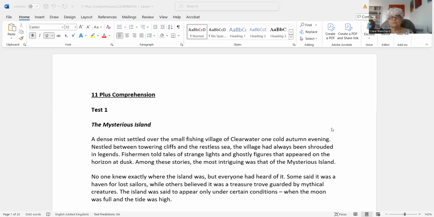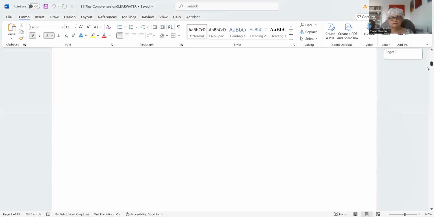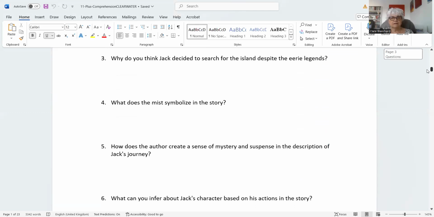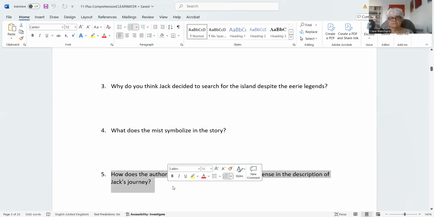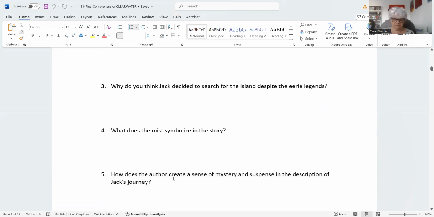And actually what we're looking at here, and I'm just going to share my screen with you. What we're going to look at today is a comprehension question like this. And it's question 5. How does the author create a sense of mystery and suspense in the description of Jack's journey?